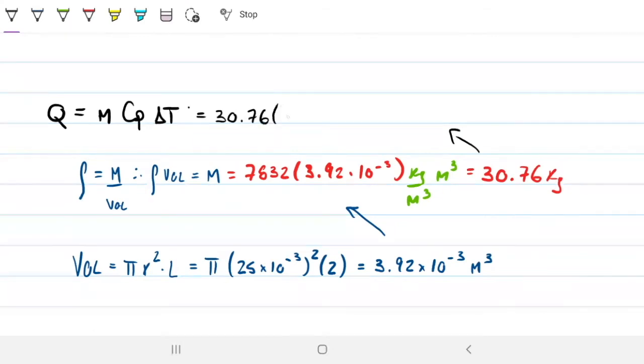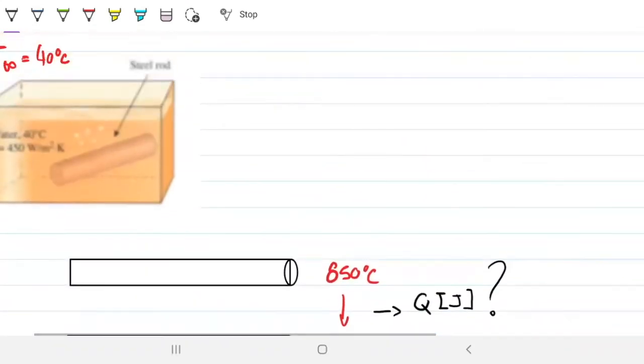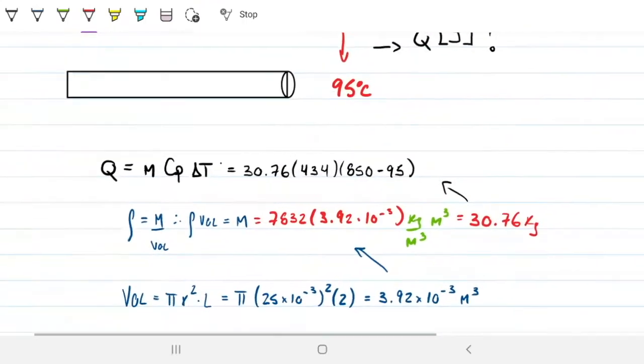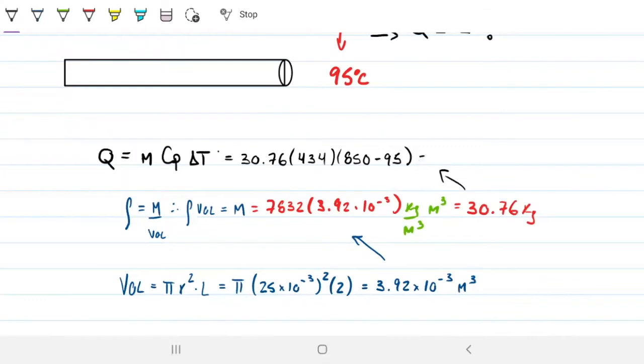30.76 times C sub P, 434 for the steel rod. Again, just as a reminder, we know that this changes with temperature, but we're assuming a constant for the sake of simplicity for this unit. And we're changing our temperature from 850 down all the way to 95. Could you have done it the other way around, negative? You sure can. But from the very start, we know that Q is leaving the rod and going from my rod into my water. We knew that before we even did any equations, right? So whether you get positive or negative, it's just telling you the direction.